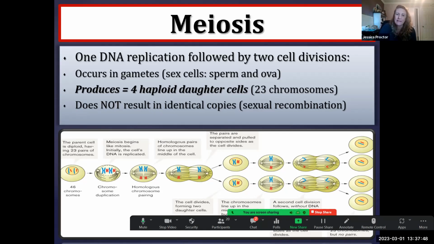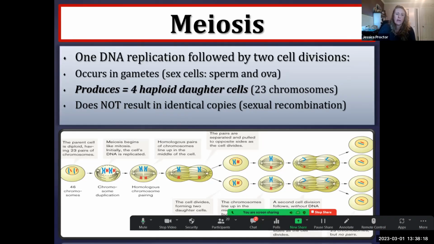So it actually begins, and we'll talk about this in a moment, with a specialized somatic cell that will go through 2 cell divisions. So it's 1 DNA replication followed by 2 cell divisions. There's just one interphase, but then there's prophase 1, metaphase 1, anaphase 1, telophase 1. And then there's a whole other process. It doesn't go through interphase again, but it will go through prophase 2, metaphase 2, anaphase 2, and telophase 2.